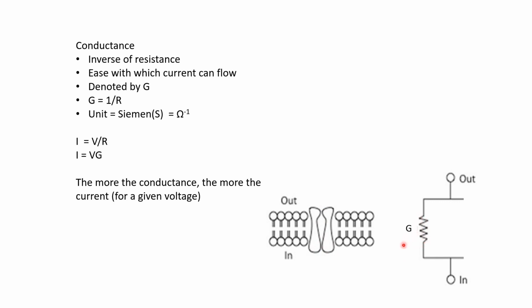One advantage of looking at conductance rather than resistance is that conductances add up when they are in parallel. So you know that resistances add up when they are in series, but when they are in parallel, then you have to do 1 over R equals 1 over R1 plus 1 over R2. But in the case of conductances, conductances add up when they are in parallel. So it's easy to find the total conductance if you know the conductance values of different channels that are connected in parallel.